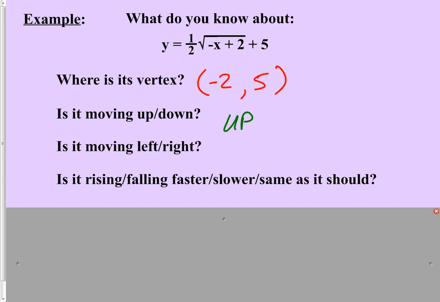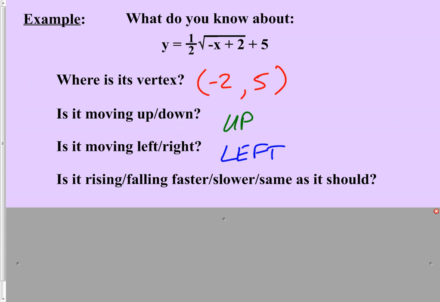How about left or right? Now left or right depends on the variable that is under the radical. Looking specifically at the x, it is supposed to be a positive x. It is not. It is negative. That means it is moving the opposite direction horizontally than it should have. It should have been going right, but the sign change is going to send it to the left.